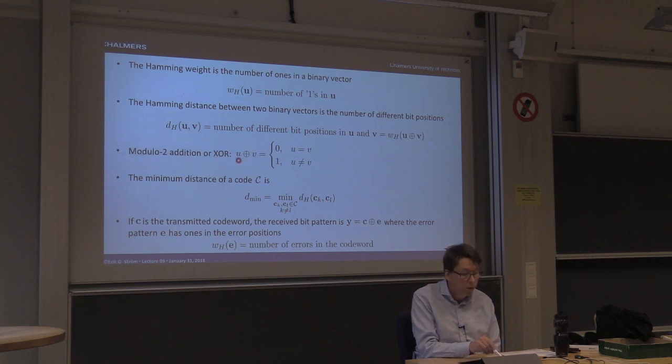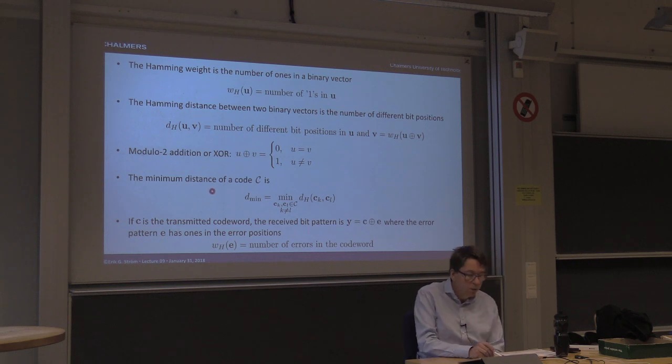So if we take two bits, U and V, and we add them together, we get 0 when U is equal to V, and 1 when they're different. So this vector U plus V is a vector where the 1s are in those positions where U and V differ, and 0s where U and V are the same. Okay? So U plus V indicates those positions where U and V differ. And then we take the Hamming weight of that, and then we get the Hamming distance.